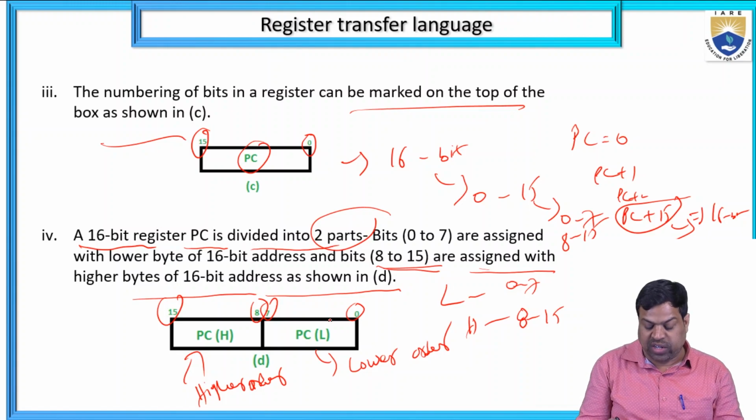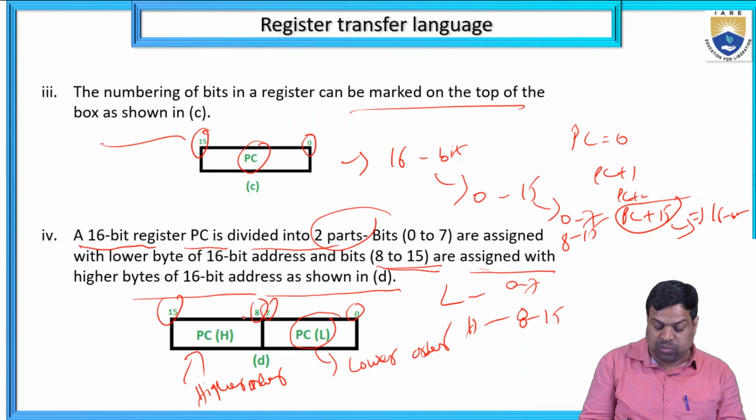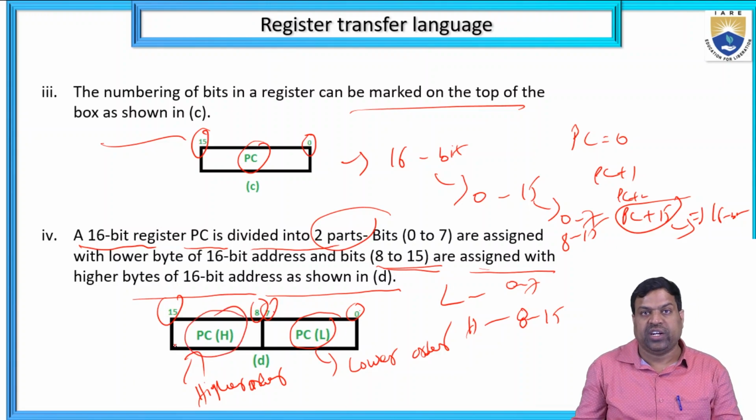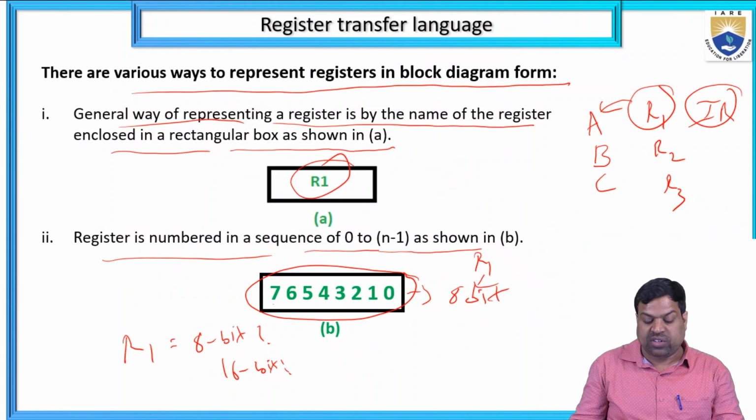Bits 8 to 15 are assigned to the higher byte of the 16 bit address, as shown in D. Okay, so program counter lower order, program counter higher order. Lower order means 0 to 7, higher order means 8 to 15. It is also one type of register representation, okay, among the various ways of representing the registers.